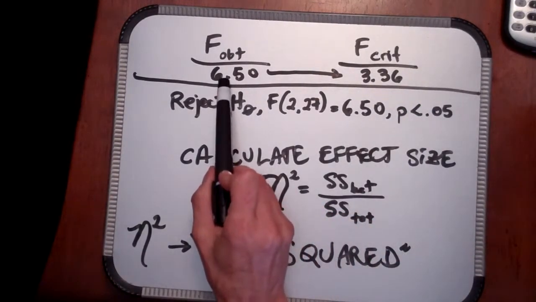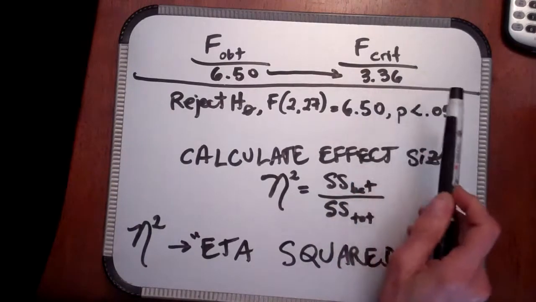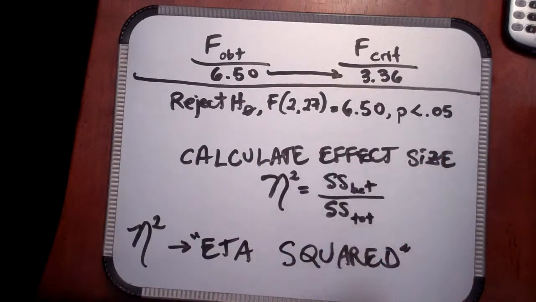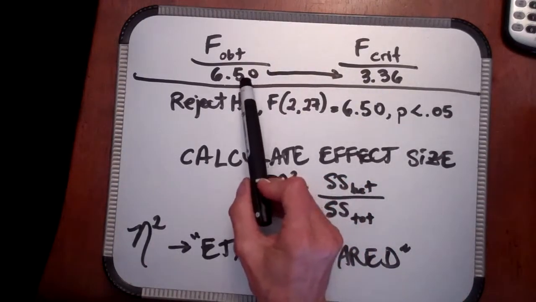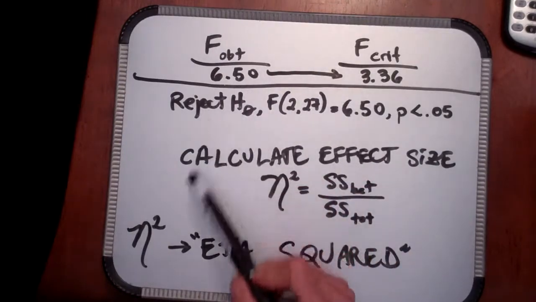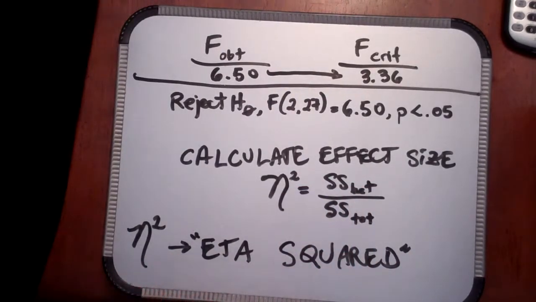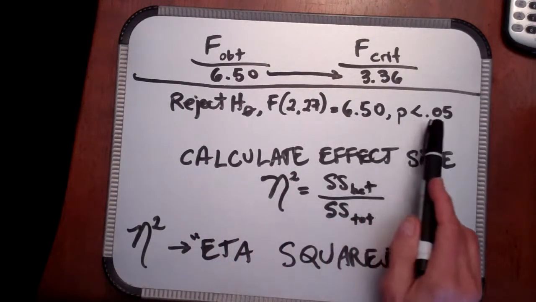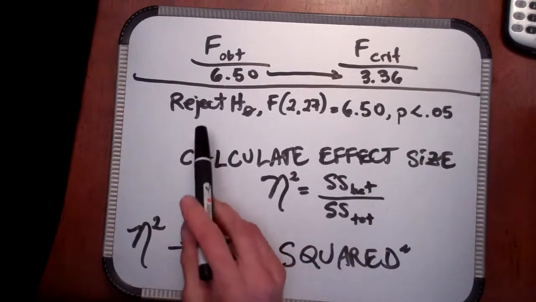So now we compare the value of the obtained F to the critical F, and obviously the obtained F exceeds the critical F. But remember, the amount of difference that you see between these two values does not tell you anything about the size of the effect in your particular set of data. Before we get to that, let's just review again this same statement that you can make using symbols.